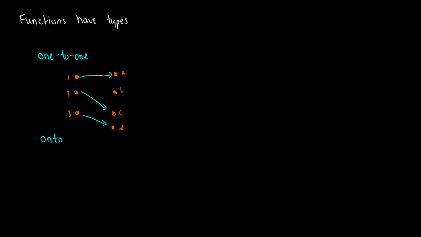Now, an example of something that is not one-to-one would be something like this. 1, 2, 3 going to A and B. So we could do this, this, and then 3 goes to B as well. And because we have this case where both 2 and 3 are going to the same thing, this one is not one-to-one. In other words, one-to-one is about the uniqueness of our values, our outputs.